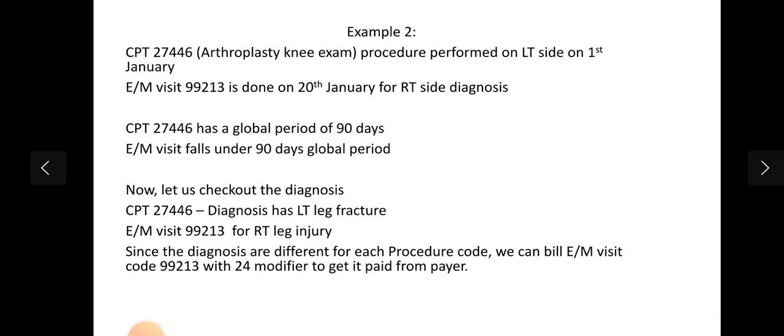Now the diagnosis is, suppose for 27446 is done for left leg fracture, and for the E/M visit he is coming again for some right leg injury. So totally different side. First is done on the left leg and second is on the right leg. So the diagnosis is different, so that E/M visit is done for an unrelated diagnosis. So we will append the 24 modifier to 99213 to get it paid from the payer. So these two examples are for the 24 modifier.